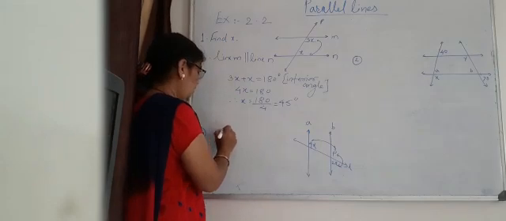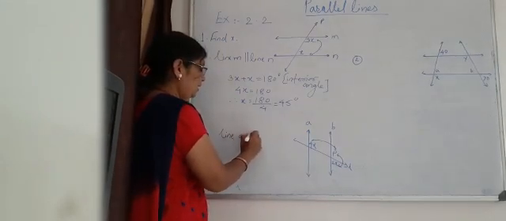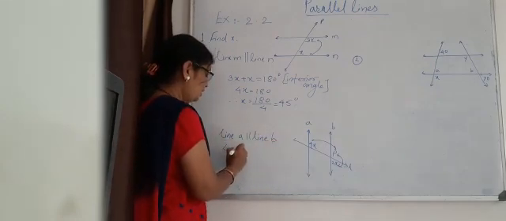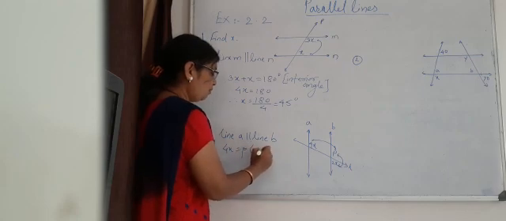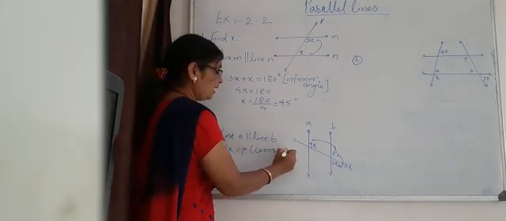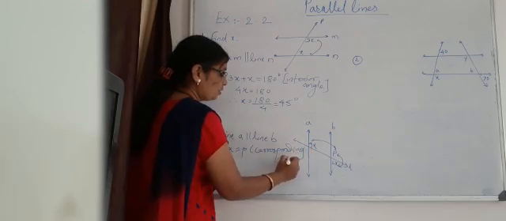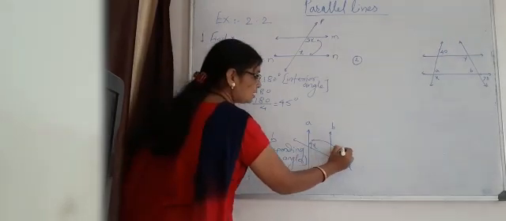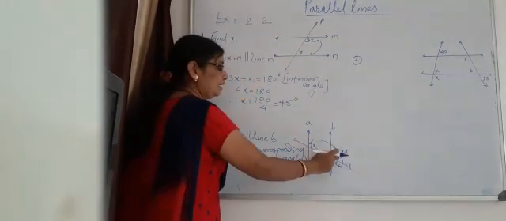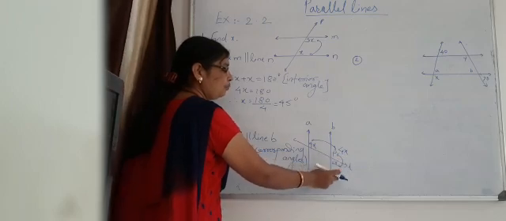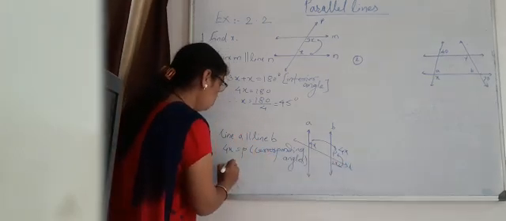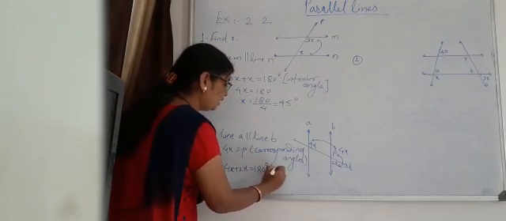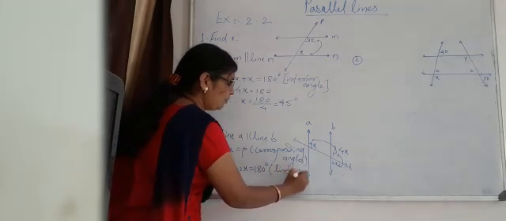So first, what is given? Line A is parallel to line B. That is given. So 4x equal to p. Which type of angles? Corresponding angles. Now it is 4x, therefore p is also 4x. And then these two angles are angles in a linear pair. So 4x plus 2x equal to 180. Angles in a linear pair.